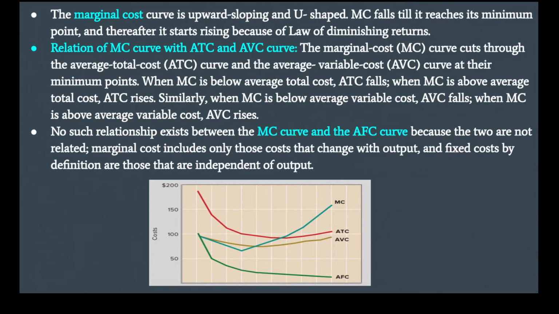No such relationship exists between the MC curve and the AFC curve because the two are not related. Marginal cost includes only those costs that change with output, and fixed costs by definition are those that are independent of output.